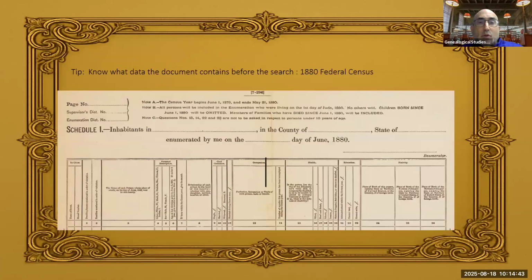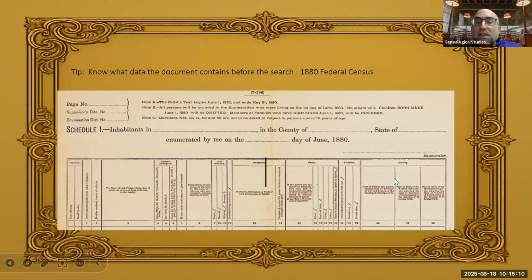Now, another thing which I recommend you do, besides searching from the collection page for your ancestor when you can, when it's indexed by name, is knowing what the document contains before you begin the search. So, for example, the 1880 census listed everyone in the household, it listed occupation, it listed health, if someone was disabled, blind, deaf, it listed education, if they were literate.